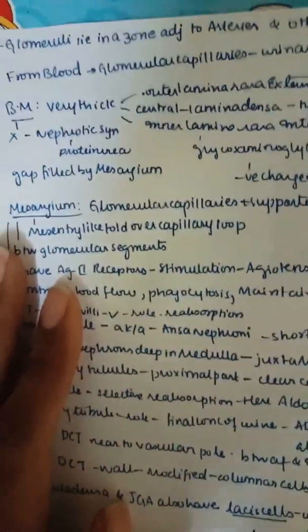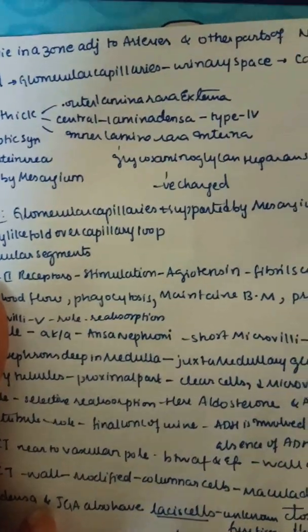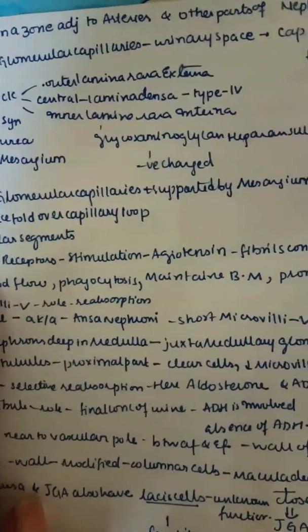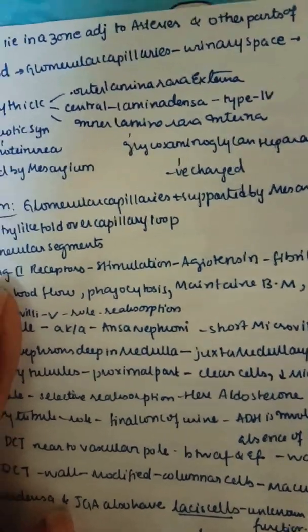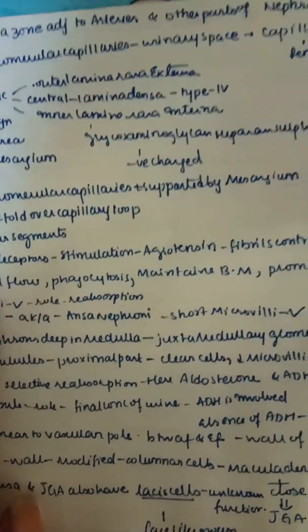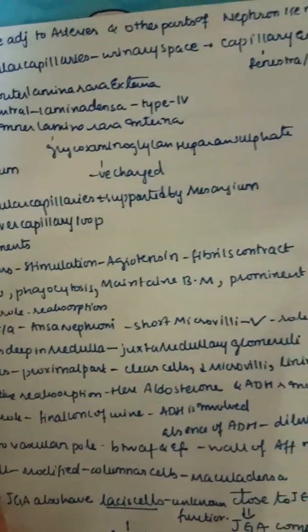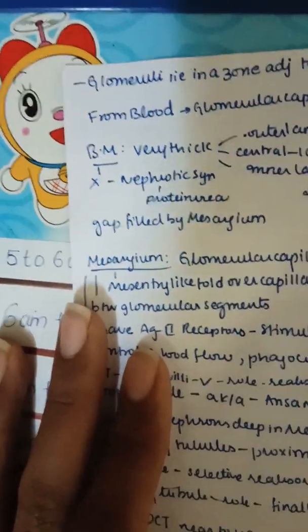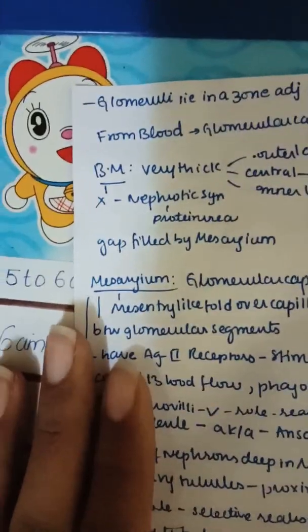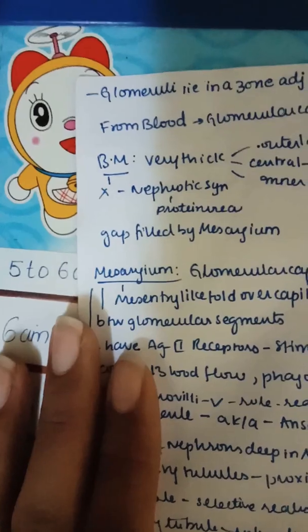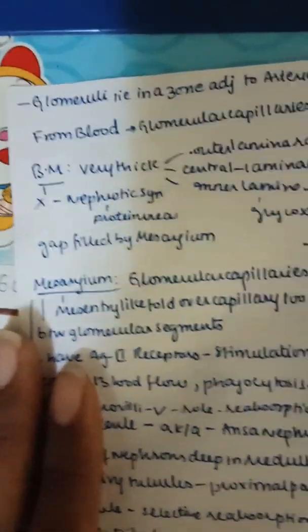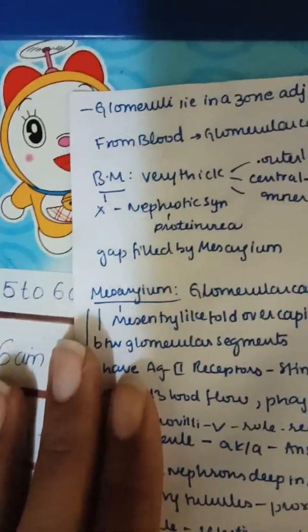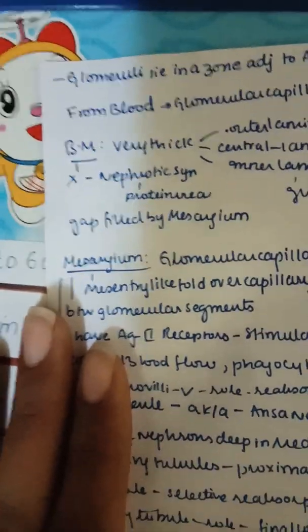So next let us talk about the basement membrane. The basement membrane is very thick. It has an outer lamina rara externa, a central lamina densa mainly made up of type 4 collagen, and an inner lamina rara interna. The lamina rara interna is mainly made up of glycosaminoglycans with heparan sulfate, and it is also negatively charged. So if there is any dysfunction in the basement membrane, it may lead to nephrotic syndrome with proteinuria, that is, loss of protein in the urine. These nephrotic and nephritic syndromes we'll see in detail in pathology.